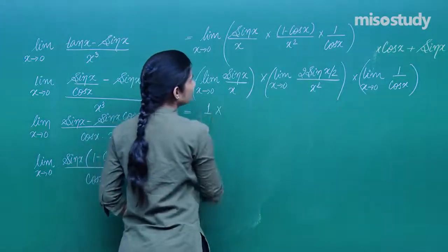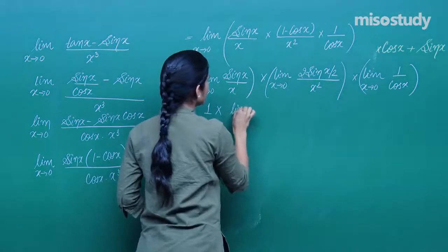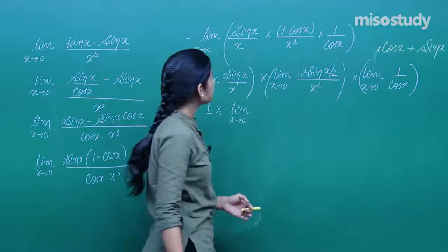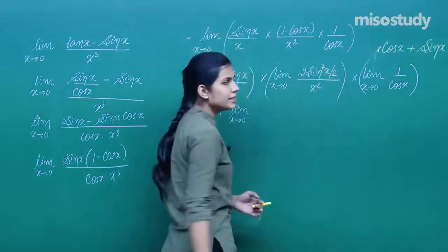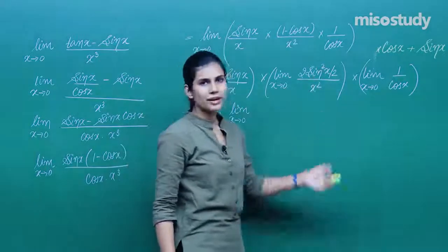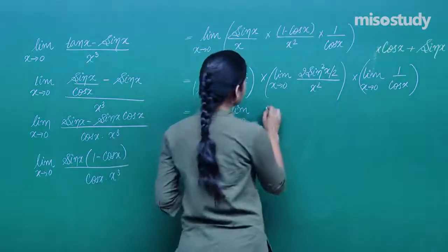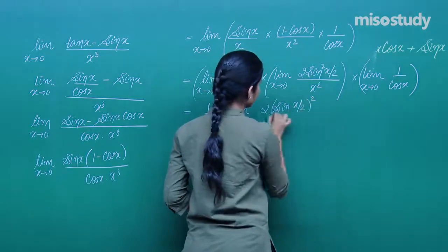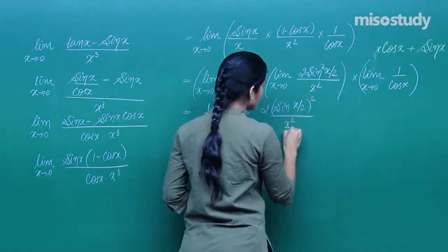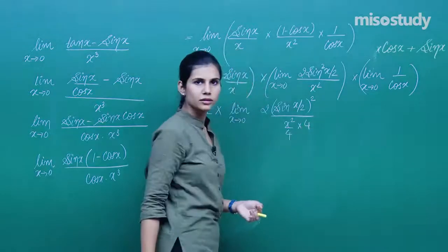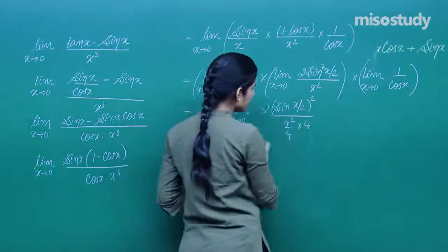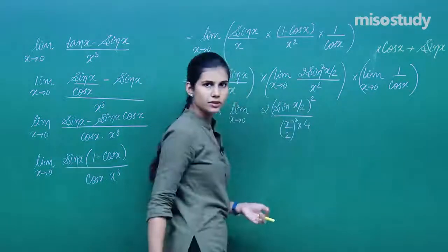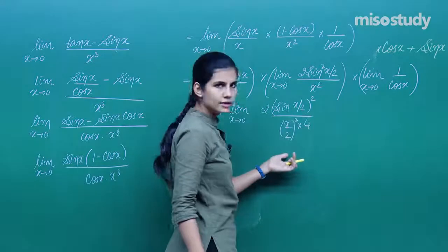This is 1 multiplied by, how can I manipulate this? Right now the argument that is sitting is x by 2 in sine square, but I do not have the same argument in the denominator. So, I try to create it. This is 2 sine x by 2 whole square upon x square by 4 multiplied by 4. Why? So that I can write x square by 4 as x by 2 whole square. Now, I have the same argument created in the denominator as well.